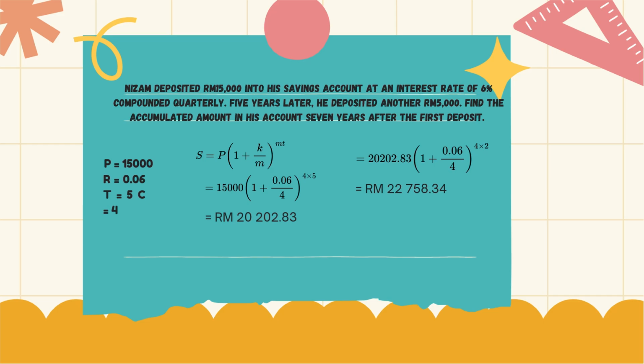You will get answer 20,202 ringgit 83 cent. But it's not solved yet. After you get this answer, you have to times with 1 plus 0.06 per 4 to the power of 4 times 2. And the answer is 22,758 ringgit 34 cent. And you will get the right answer.